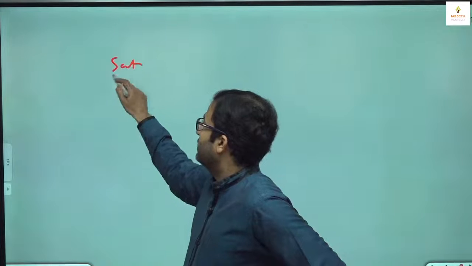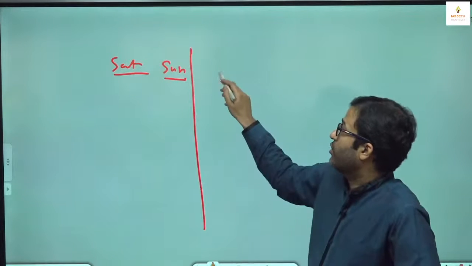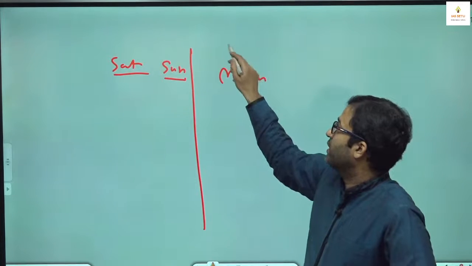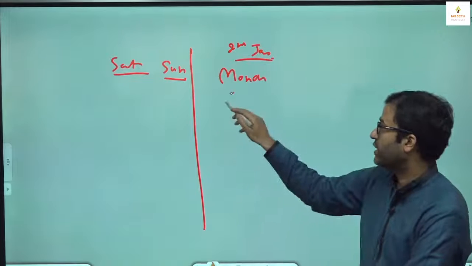So I will not take the next basic class on Saturday. Tomorrow I'm not taking class, so you have a break Saturday, Sunday. We start our classes from Monday, 2nd January, which I will take for all, even category 1, category 2, category 3.